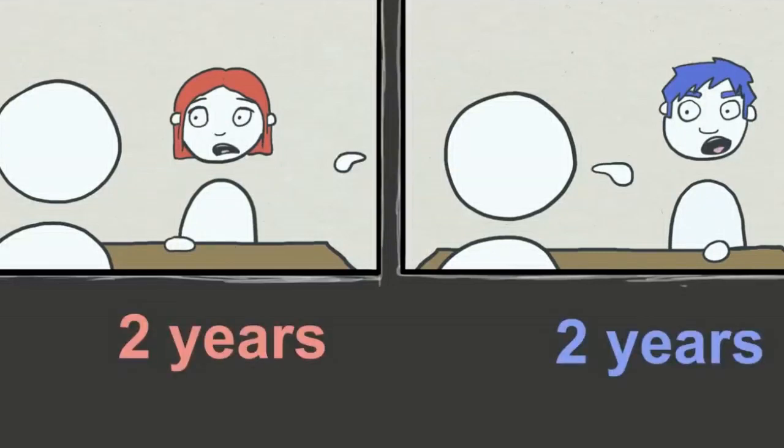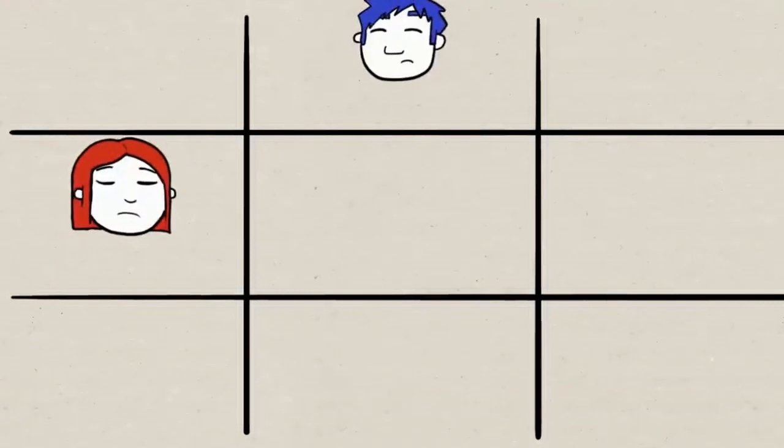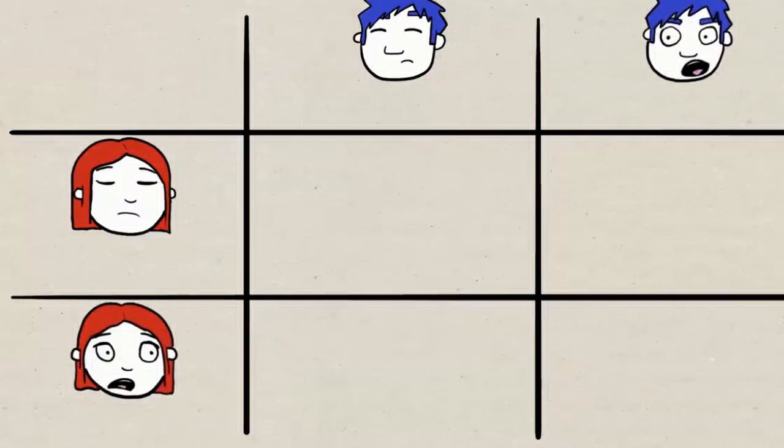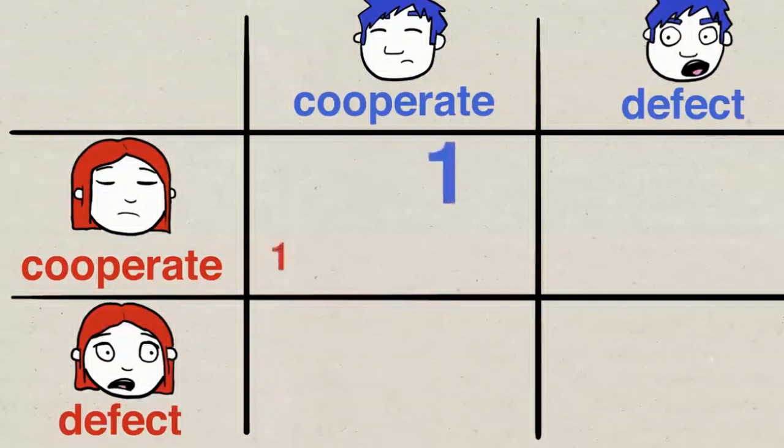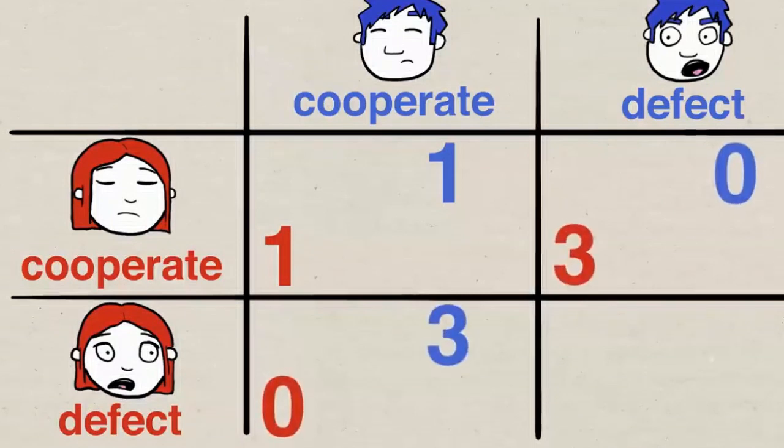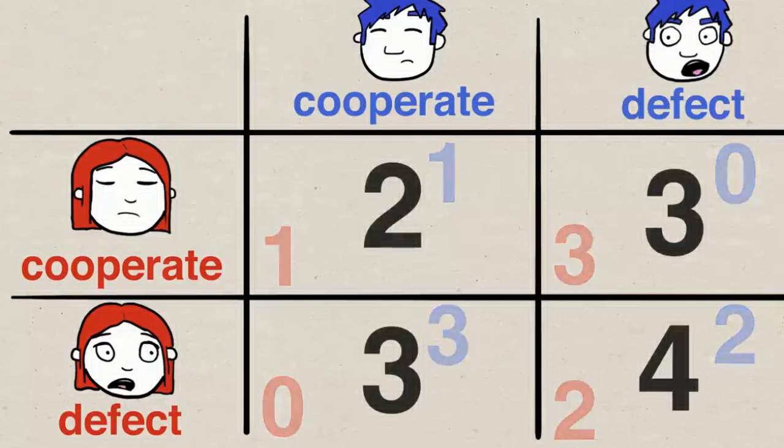Okay, each partner can do one of two things: stay silent or betray. Staying silent would be cooperating and betraying would be defecting. If they both stay silent, they will each spend a year in prison. If one betrays and the other stays silent, then the betrayer goes free and the silent one spends 3 years in prison. If they both betray, then it's 2 years each. So what are they going to do? Well, they should cooperate. That's the best option for the group if they add up the total years in prison.